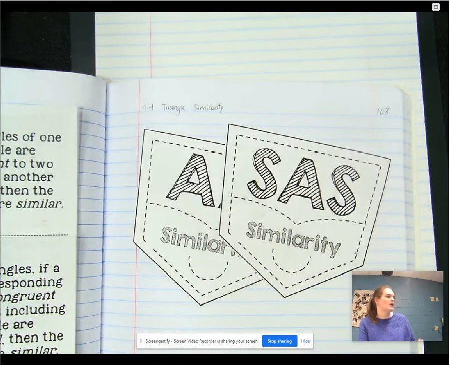As soon as I get all 4 pockets cut out, which I currently don't. Probably should have done this before the video started, but here we are.